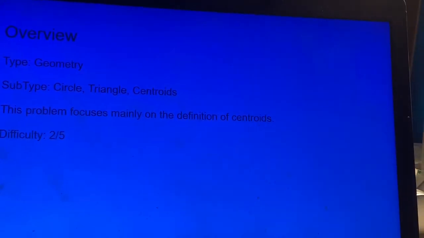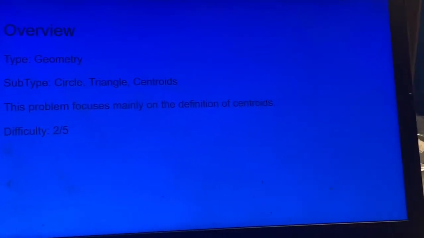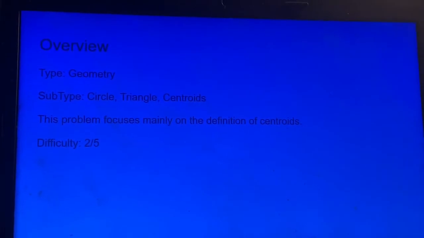This problem focuses mainly on the definition of centroid. If you know the definition of centroid very well, you're able to get this problem.